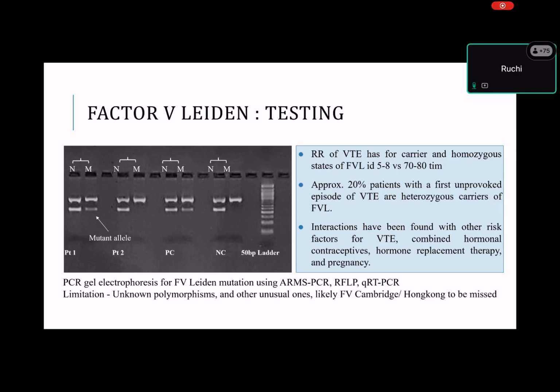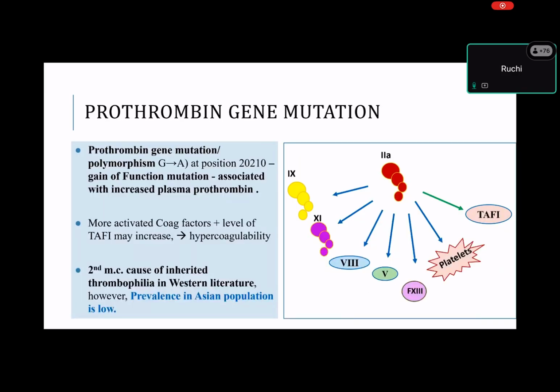But the heterozygous state does not determine whether you need to change anything in your treatment. It is probably only the homozygous state which will dictate that your thrombophilia management or your anticoagulant duration would be extended. Similarly, prothrombin gene mutation is actually a polymorphism, a gain of function mutation because of which the plasma prothrombin levels are very high, and because of these high levels, there is a prothrombotic state. It is supposed to be the second most common cause of inherited thrombophilia in the Western literature, but the prevalence in the Asian population is low.